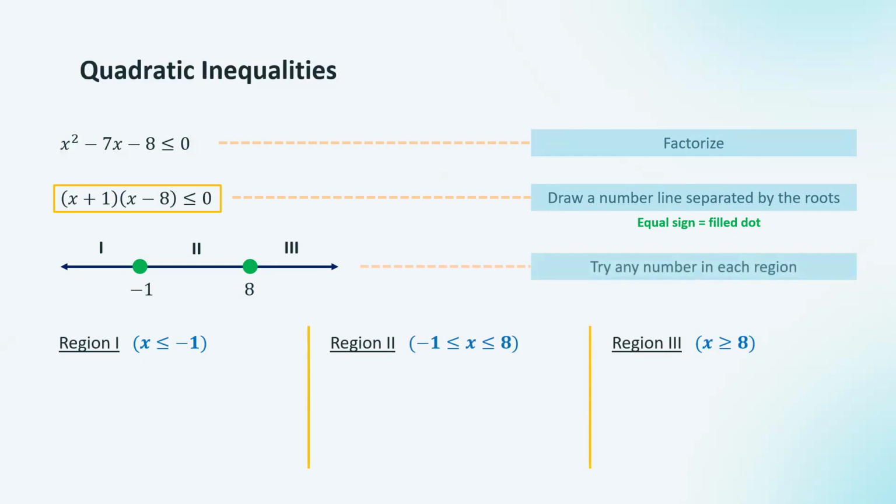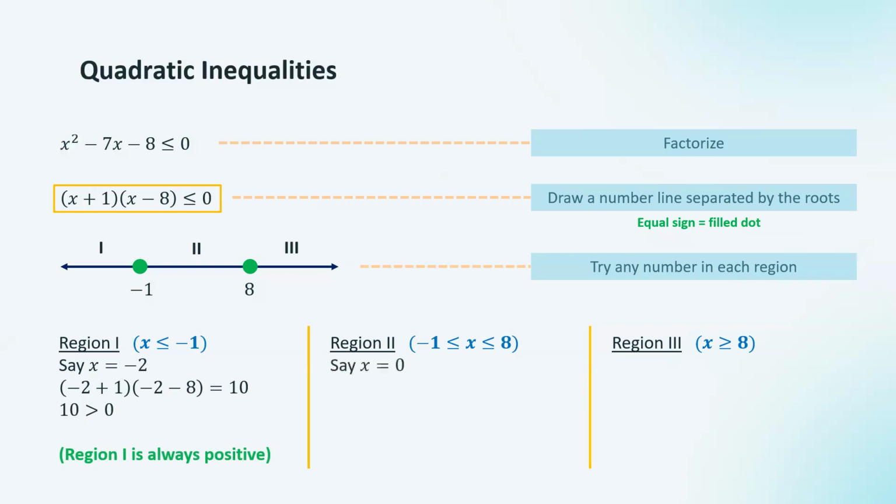For the first region, let's say we use x equals -2. A bit of a tip: you can use x values that are near the roots, or x values that make it easier to calculate. So let's get back to the first region. If x is -2, the multiplication on the left part of the inequality is going to be 10, and 10 is greater than 0. So whatever x value, as long as it is in the first region, it will have a positive result.